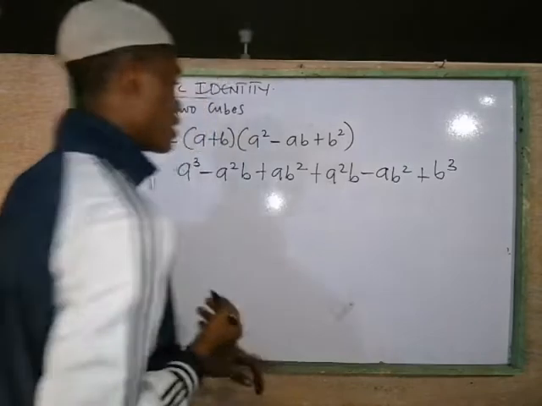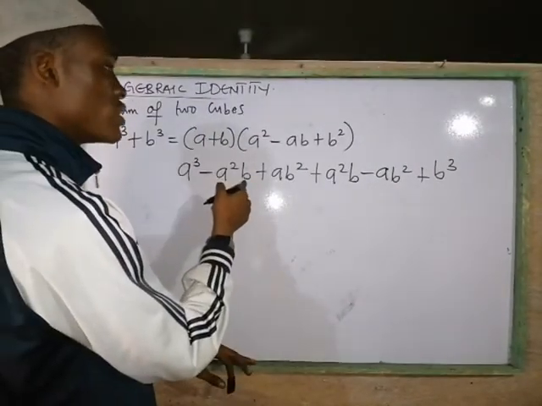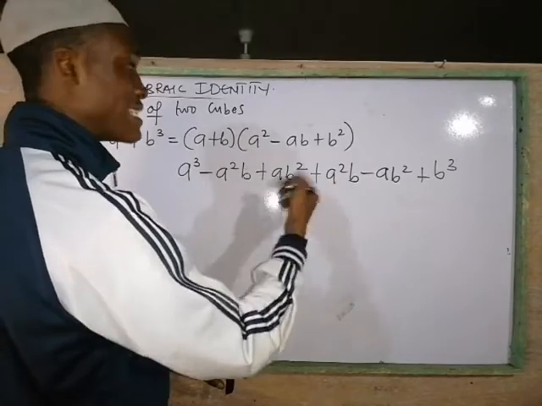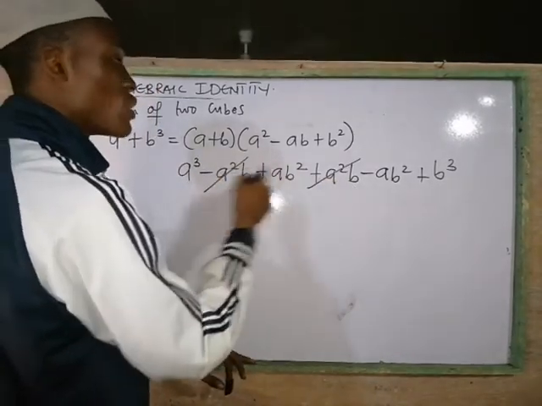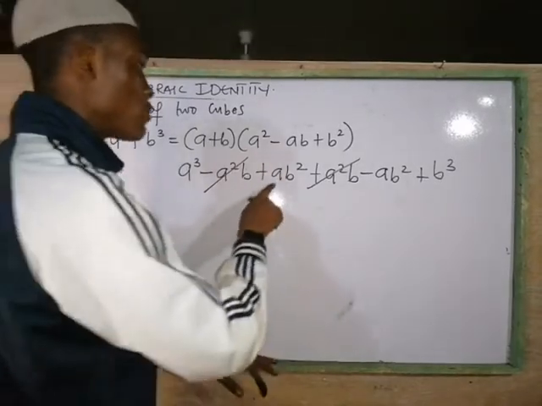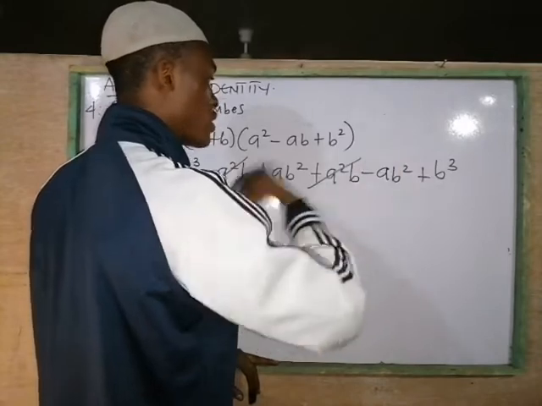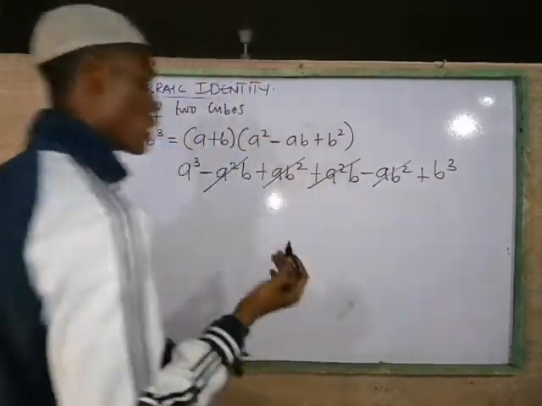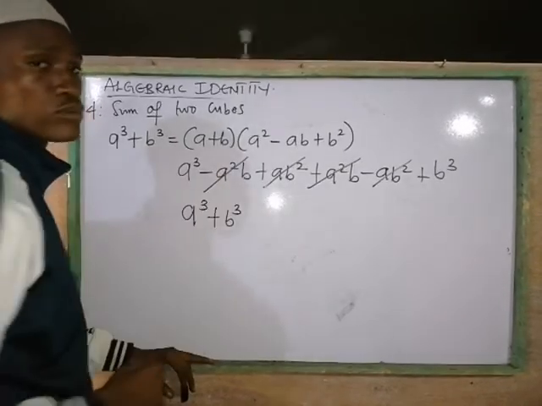Now, there are some things that cancel out. Minus a squared b plus a squared b, they are the same value with different signs, so they cancel out automatically. Ab squared and minus ab squared, they also cancel out. So you are left with a cubed plus b cubed.